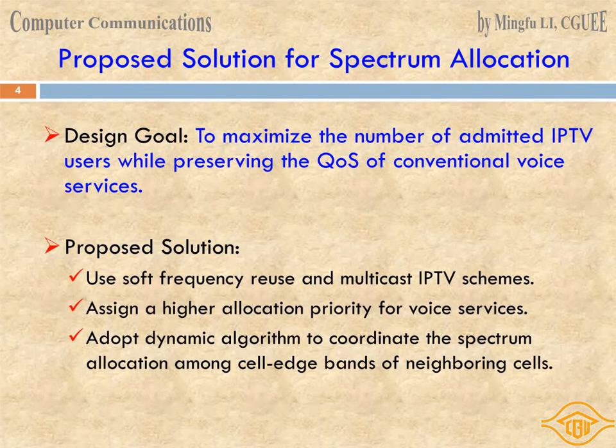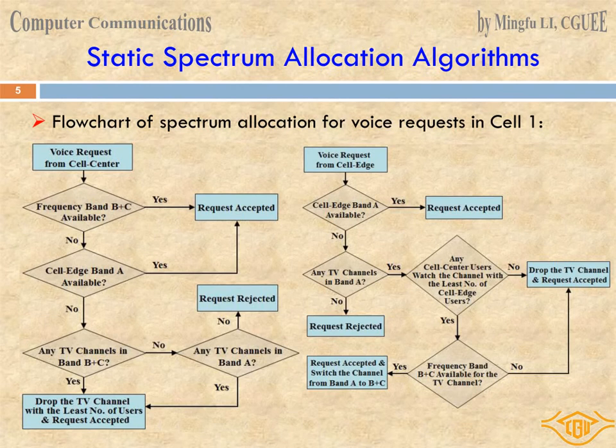The design goal of our spectrum allocation algorithms is to maximize the number of admitted IPTV users while preserving the QoS of conventional voice services. Our proposed solution is as follows. First, use soft frequency reuse and multicast IPTV schemes. Second, assign a higher allocation priority for voice services. Third, adopt dynamic algorithm to coordinate the spectrum allocation among cell edge bands of neighboring cells.